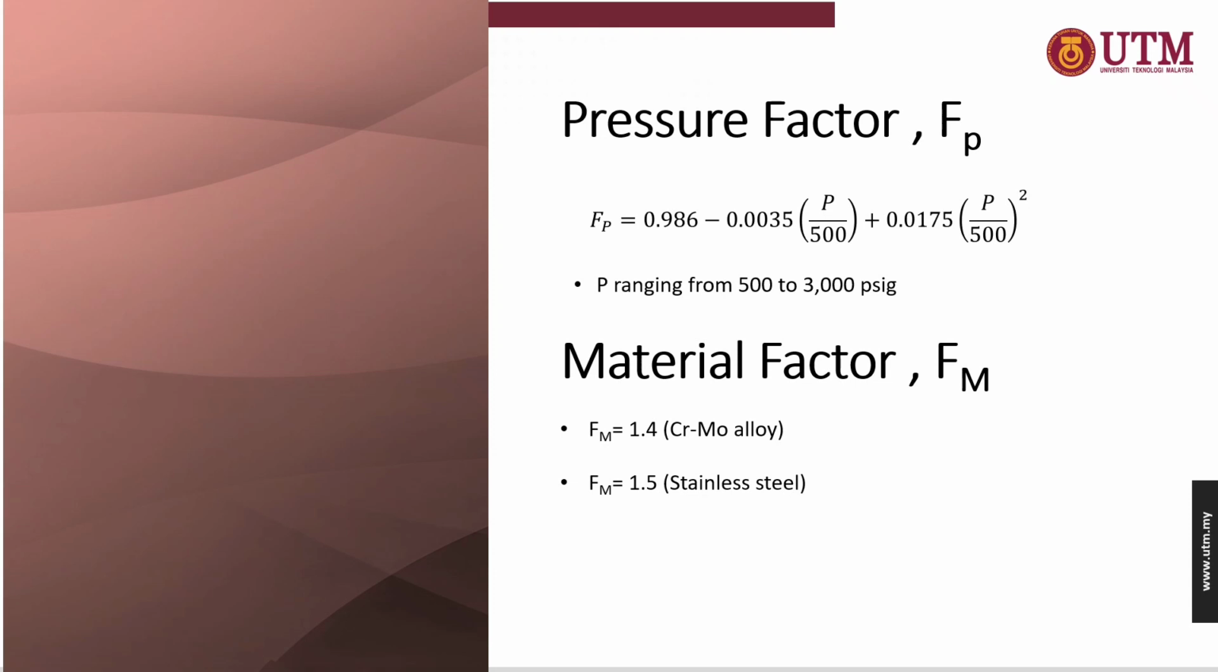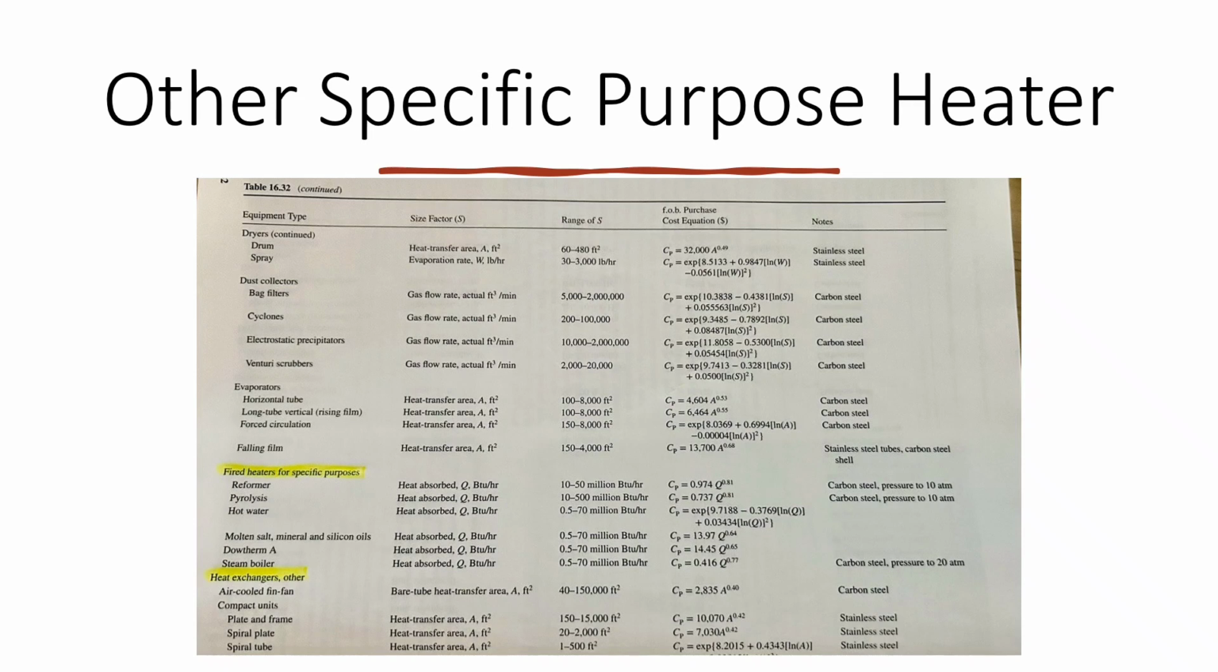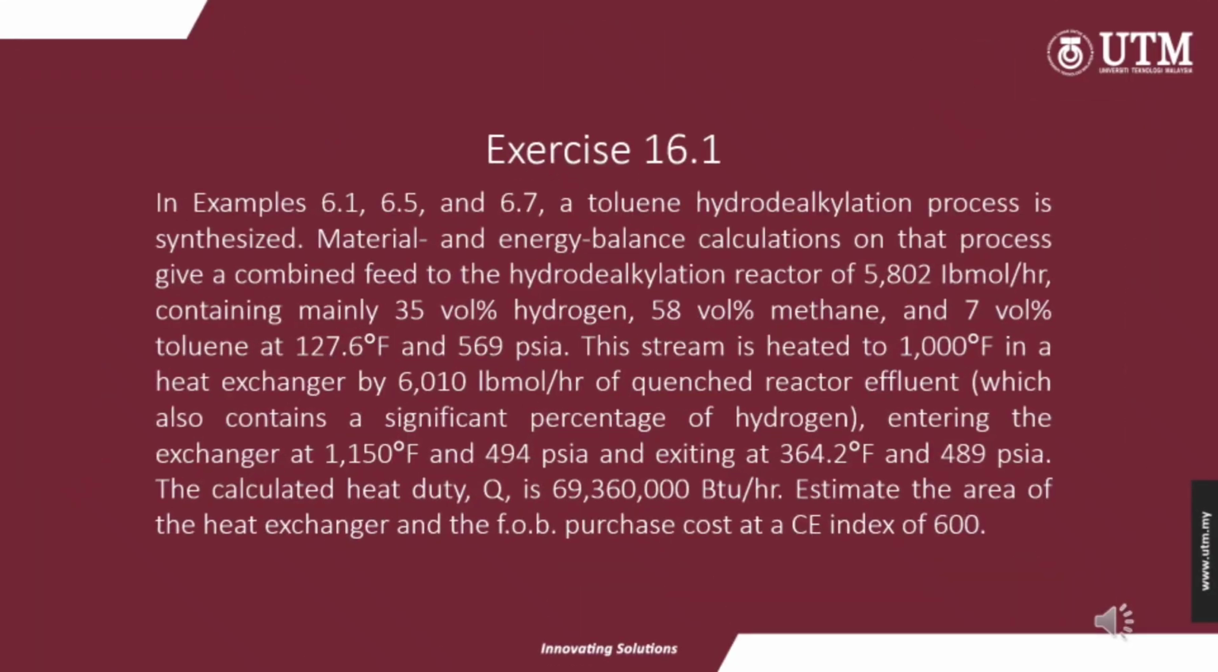And this is the formula for pressure factor and material factor for fire heater. This is the figure for base FOB purchase cost for indirect gas fire heaters of the box type. And it is the other specific purpose for fire heater that we can see for reformer, pyrolysis, hot water, and so on. So we move on to exercise 16.1.